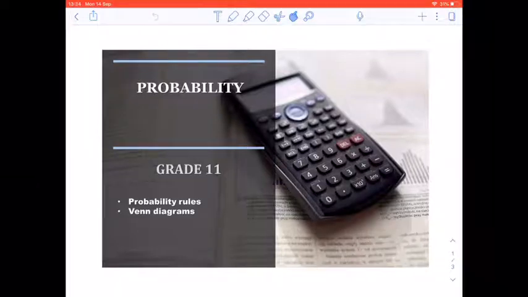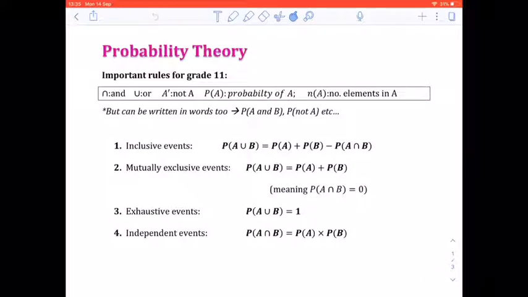In this video, I'm going to be going through probability for grade 11 level. Specifically, I'm going to show you the different probability rules for grade 11, as well as going through Venn diagram questions, which are very important. So first, some probability theory. So here are some important rules for grade 11.